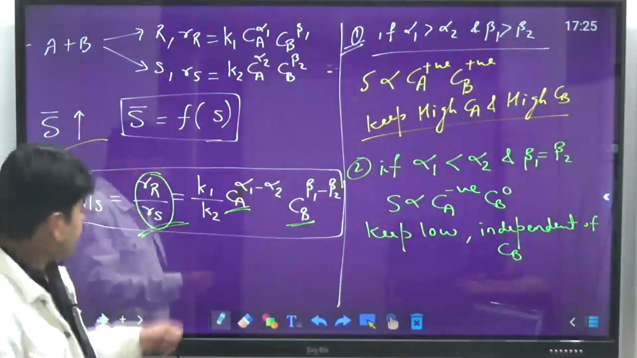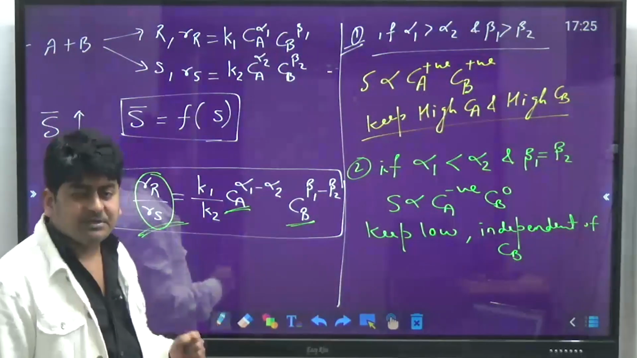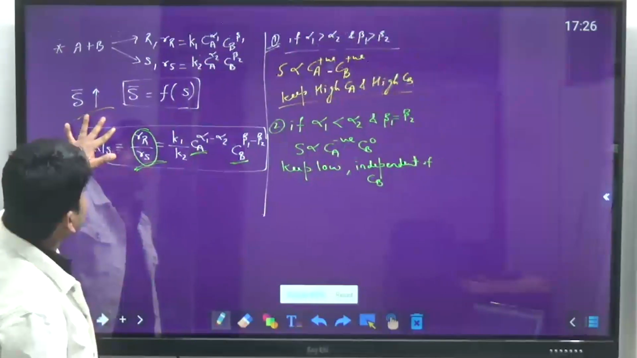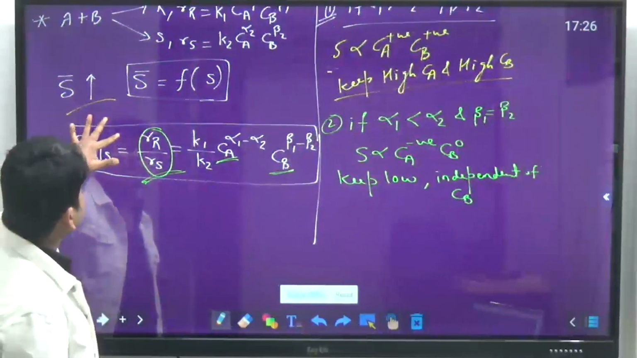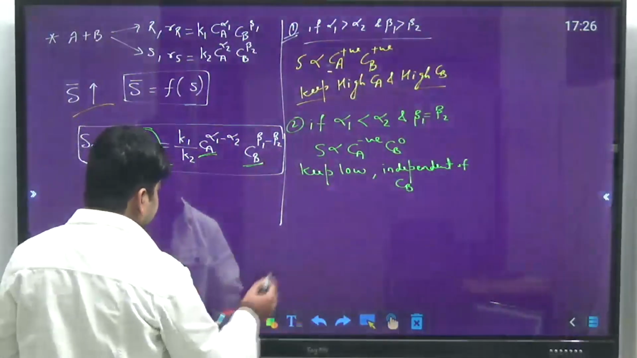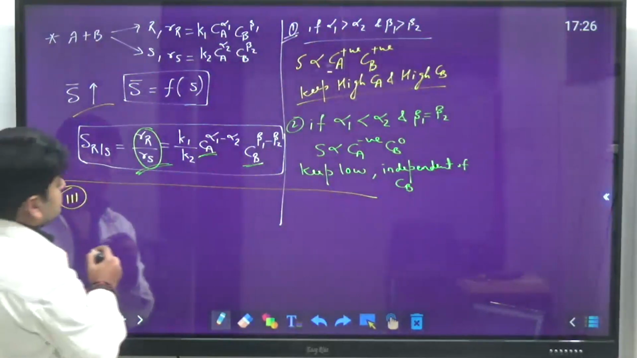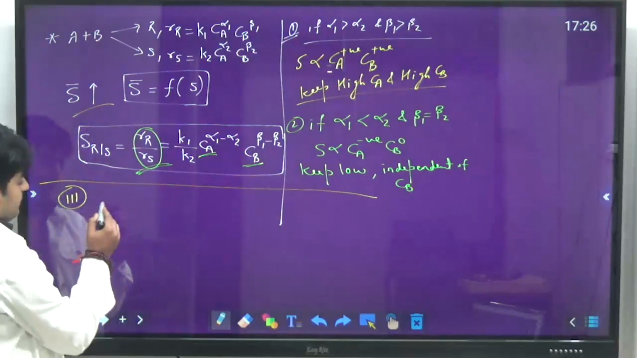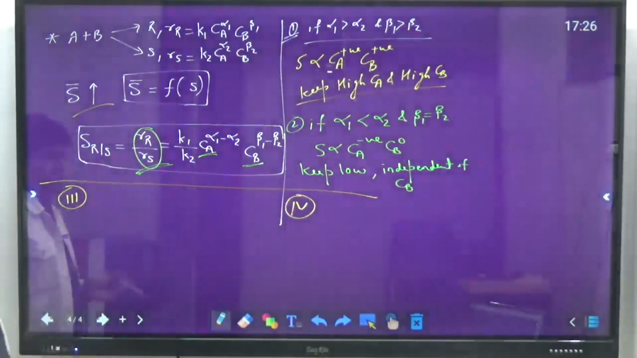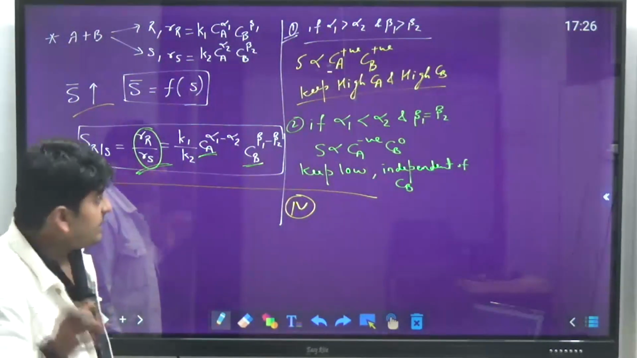Next is K1, K2 based on the temperature, because we know that reaction rate is a function of concentration as well as temperature. So we have to see the temperature parameter as well. Okay, so for temperature we have more cases, like the third case and the fourth case. So for temperature, S is a function of K, and K is a function of temperature.